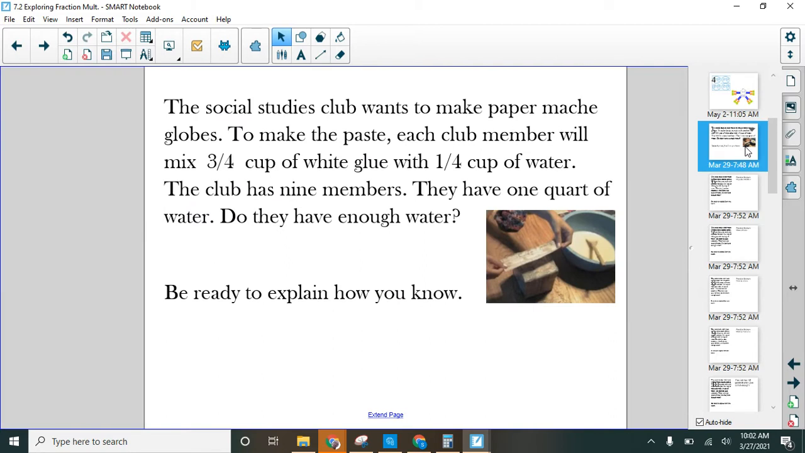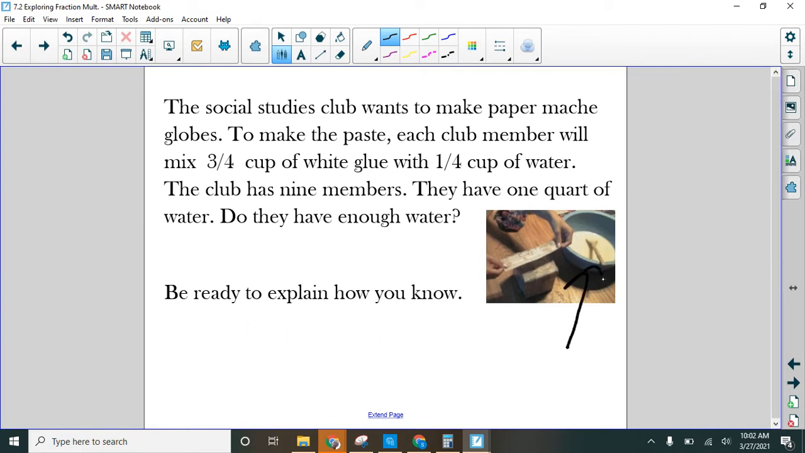Let's read this, and then I'm going to give you some time to think about that. The Social Studies Club wants to make paper mache globes. Do you know what paper mache is? It's like sculpture. To make the paste, see this paste right here that they need? Each kid will mix 3/4 cup of white glue with 1/4 cup of water. See, they put those in there and then they mix it.